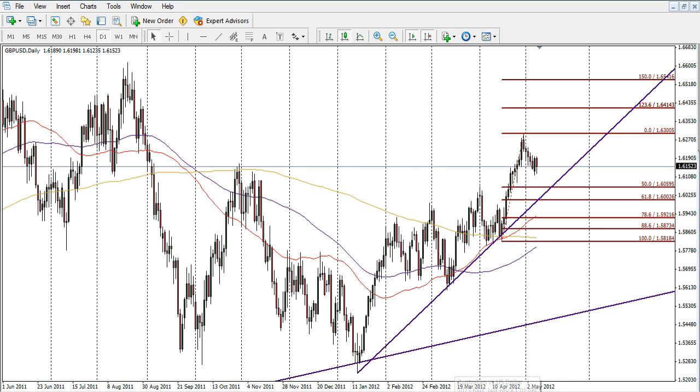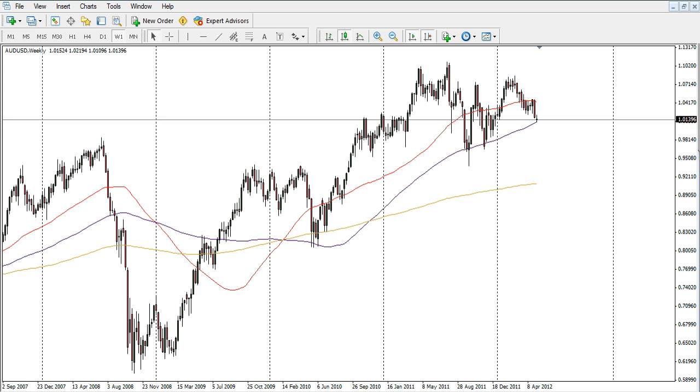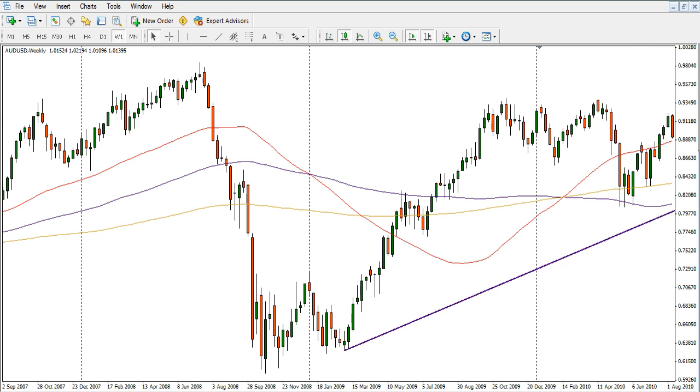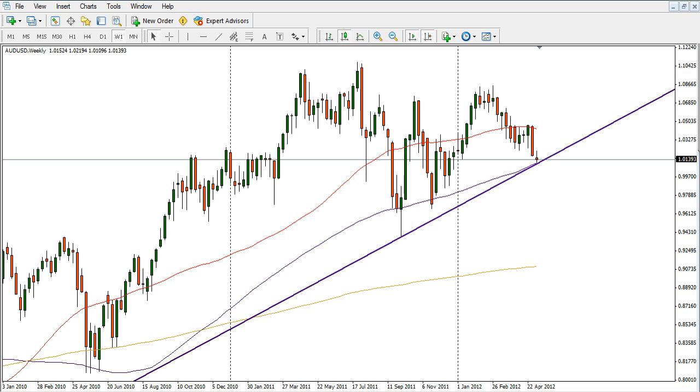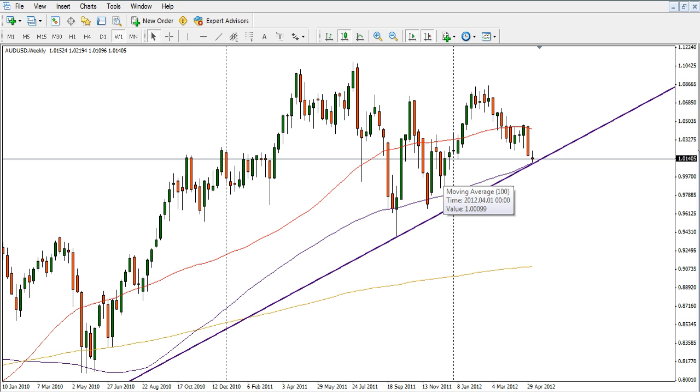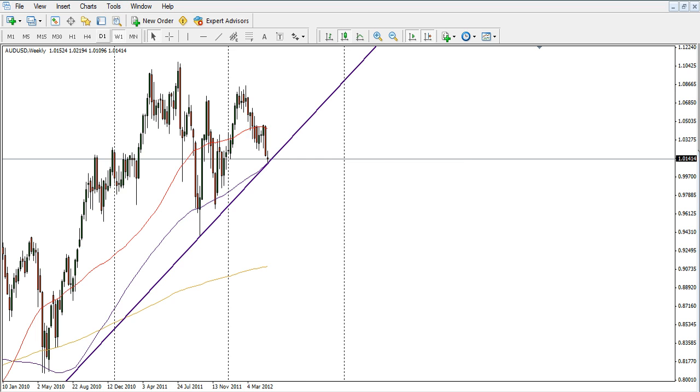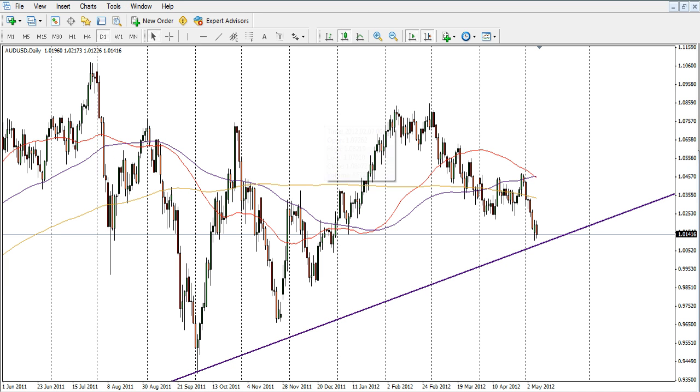Okay, let's have a look at Aussie dollar. In terms of the weekly chart, we have a very nice trend line here which has been holding since around 2009. Currently we are testing this trend line support as we speak, which also coincides with a 100-week moving average here. So very key confluence area to look out for how it reacts at the end of the week in terms of the weekly candlestick close.